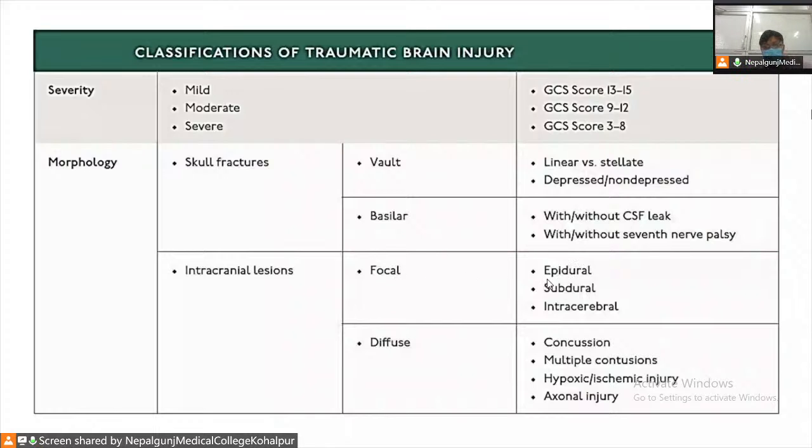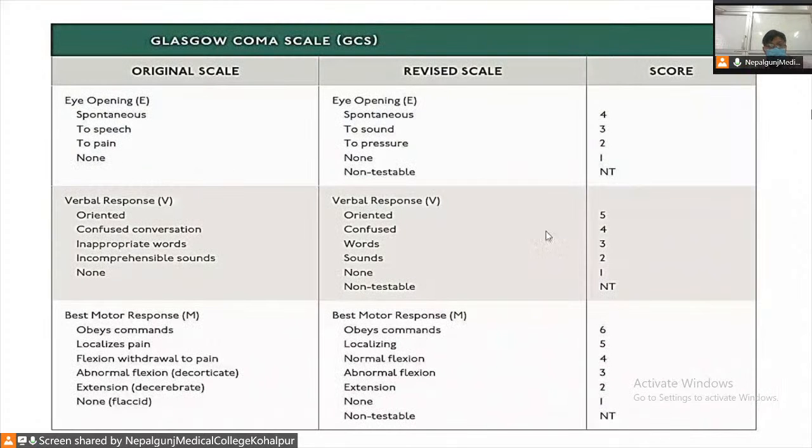In case of focal injury, it may be epidural, subdural, or intracerebral. In case of diffuse injury, there may be concussion, multiple contusions, hypoxic ischemic injury, and axonal injury. In axonal injury, we cannot differentiate it as such in this case. Now, in the Glasgow Coma Scale, what we see is eye-opening, verbal response, and best motor response.